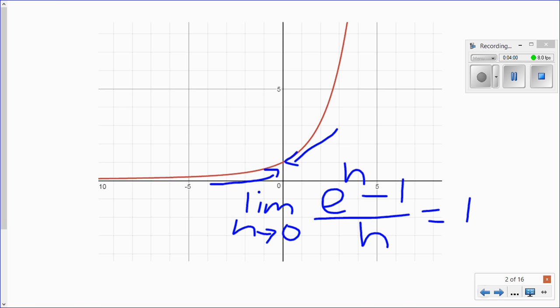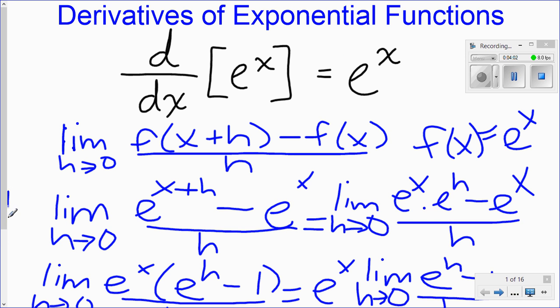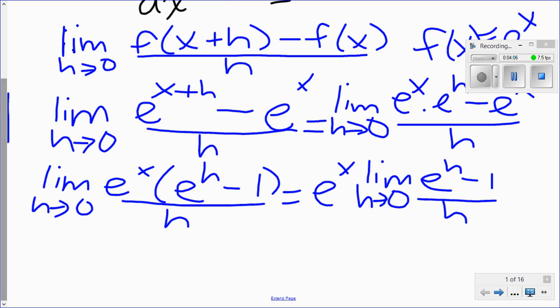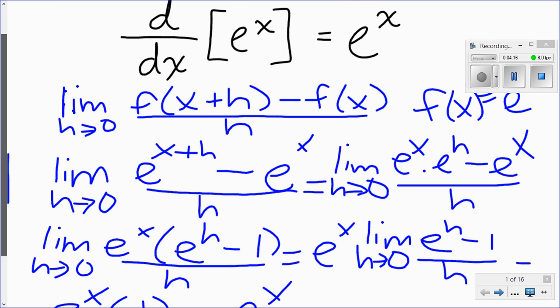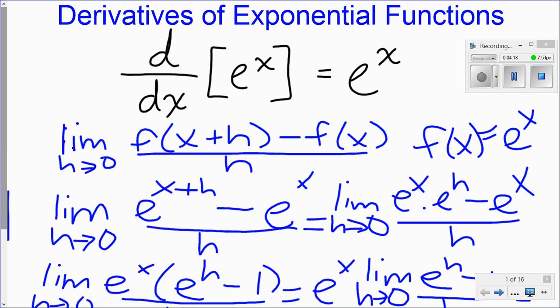Okay, so let's go back. So now, since we now know the limit equals 1, this just becomes e to the x times 1, which equals e to the x. So I always say this is the easiest derivative rule to remember, because the derivative of e to the x is e to the x. It's the same thing.